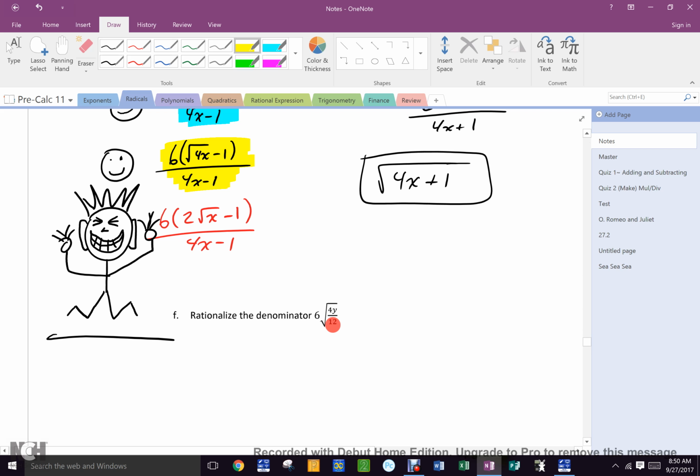Two radicals. Okay. So what would that be, Yoon? So root 4y over root 12. Okay. And where would that 6 live? Outside of it. Is that cool? Okay, what would you do with that? There's nothing wrong with that. What would you do with it now?